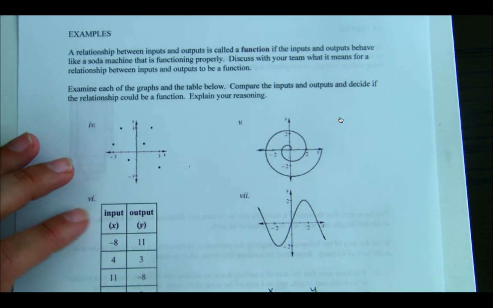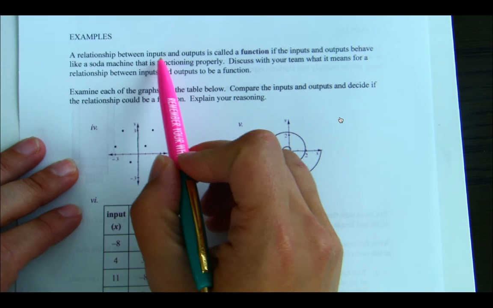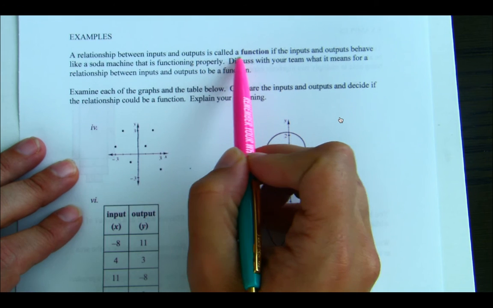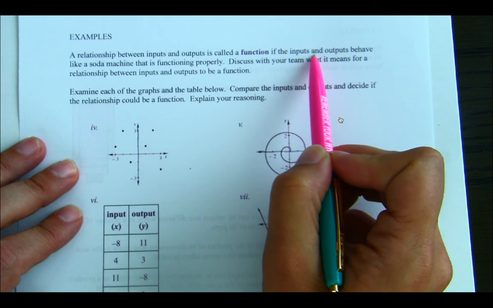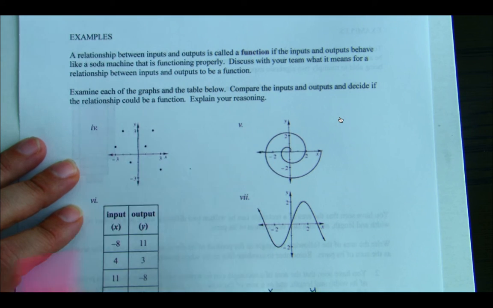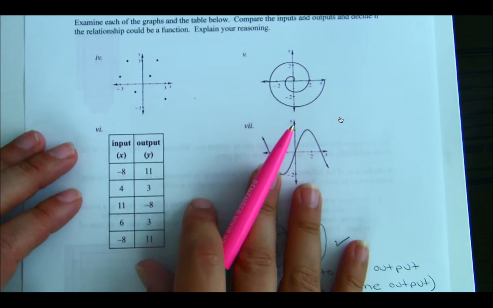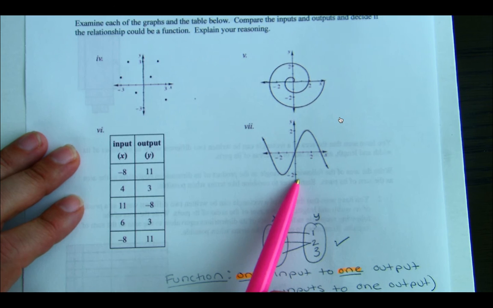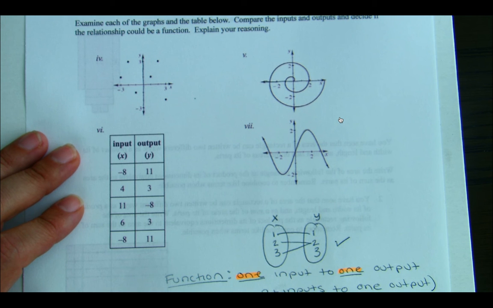Again, to be clear, a relationship between inputs and outputs is called a function if the inputs and outputs behave like the soda machine. Over here, we're going to see that we have 3 different types of graphs and then a table. I want to know what is a function and what is not a function.